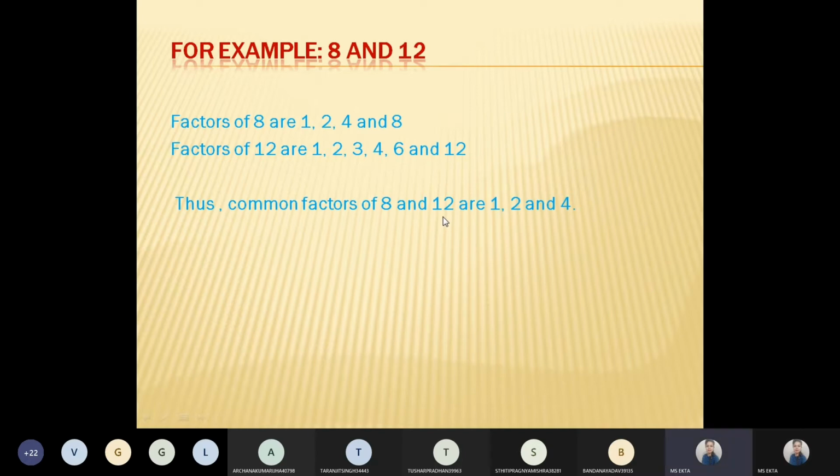To find out HCF, that is highest common factor, we will look at the highest among all the common factors. Which one is it? This is 4. So highest common factor is 4. That is, HCF is 4. We found the factors of 8 and 12, then the common factors, then out of all common factors, the highest one, which is 4.